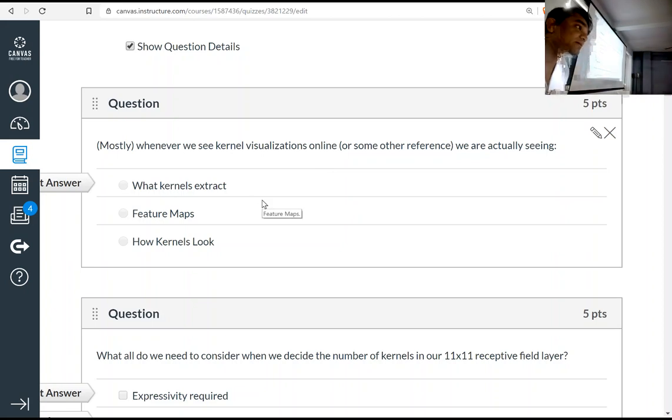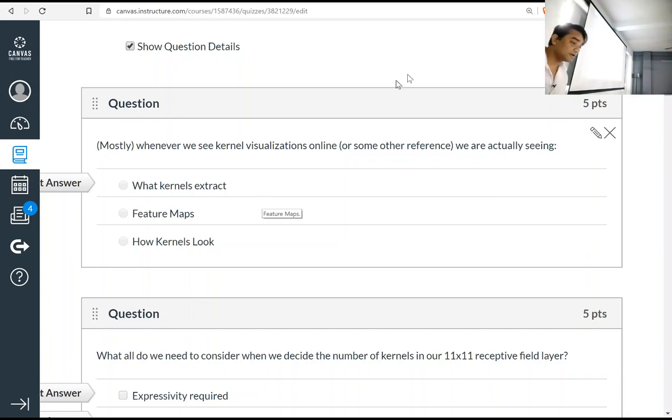You understand what is the difference between what a kernel is extracting and what a feature map is? Anyone? What is the difference? So feature map is the output layer of what the kernel is extracting. Not the same thing. The kernel extracts the features, and when all the features get plugged in at some point, yes, that becomes a map.